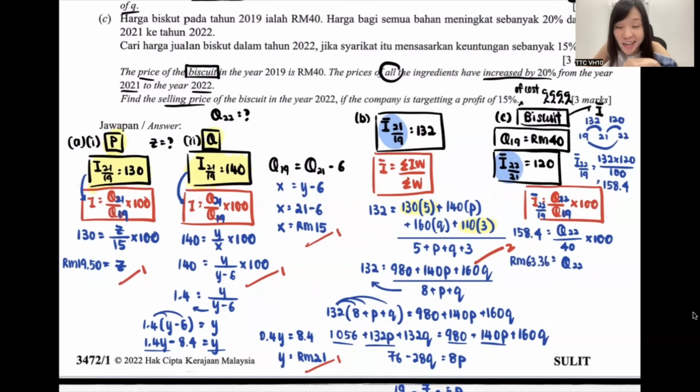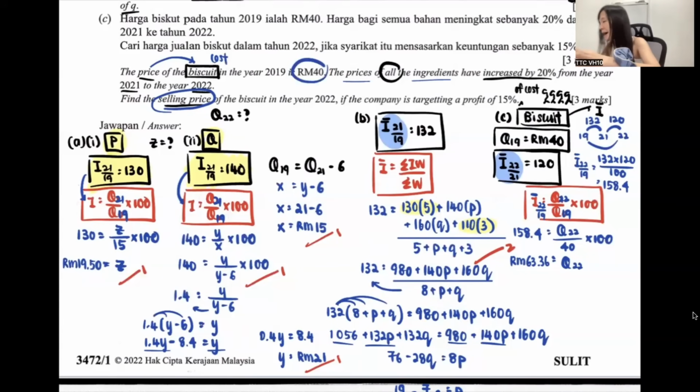Guys, this is not the answer. You know why or not? The price of the biscuit in the year 2019 is given, but the price of all ingredients will increase, and they are asking you for the selling price. That means this 40 ringgit is the price you buy from your supplier, but selling price is the price you sell to people. So the price of the biscuit is actually your cost.